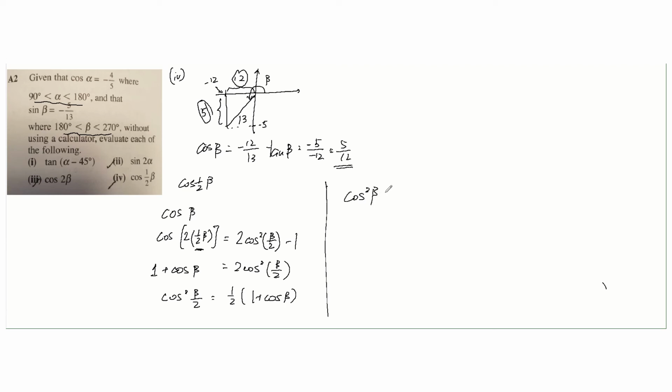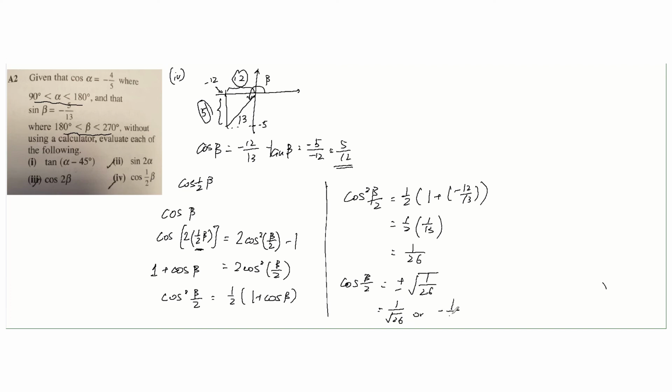Cosine square beta over 2 is simply just half times 1 plus cosine beta, as according to the question is negative 12 over 13. And this should lead us to 1 over 13, which is 1 over 26. Now, when I want to find cosine beta over 2, this should give me plus minus square root of 1 over 26. And I should get 1 over square root 26 or negative 1 over square root 26. So now I have two answers. Do I accept both answers?